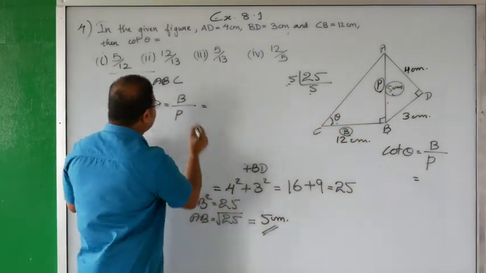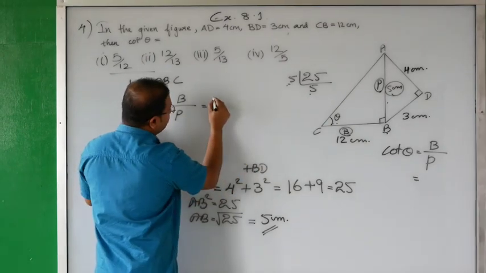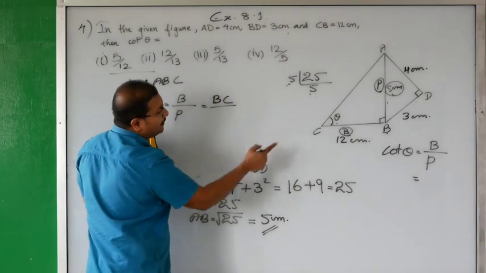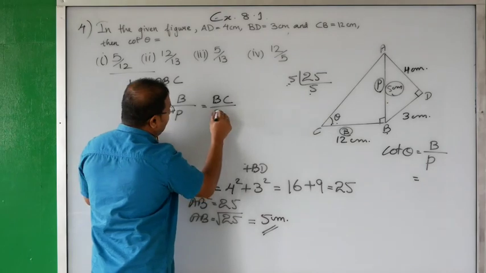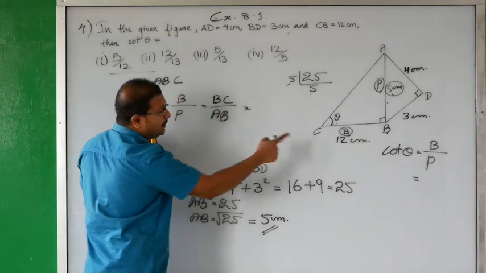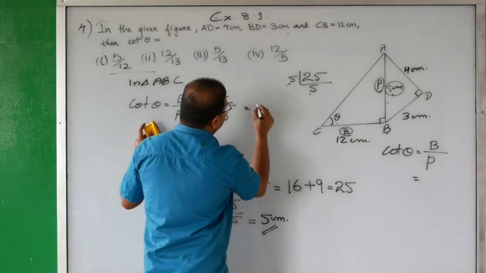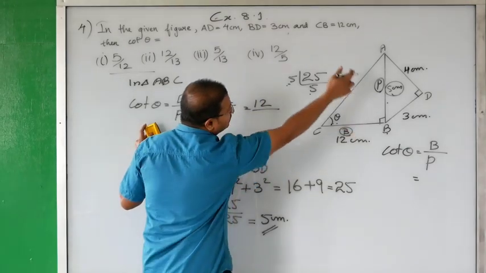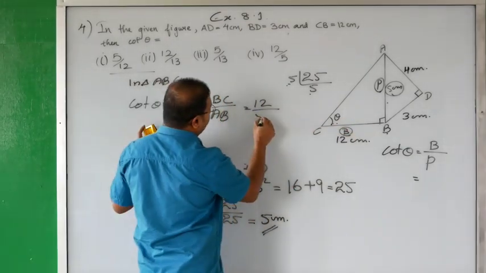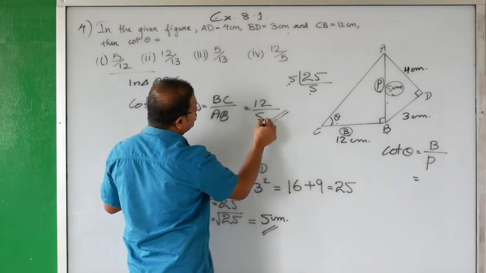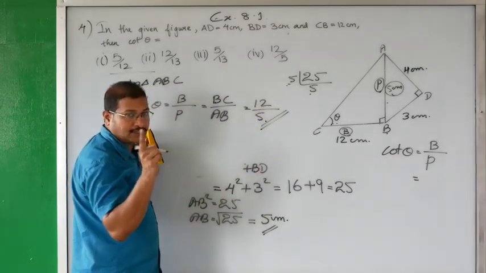Is it okay? That means what will you write? Base means BC by perpendicular, what is it? AB. BC we got already, 12. 12 by AB, 5. So your right option is 12 by 5.